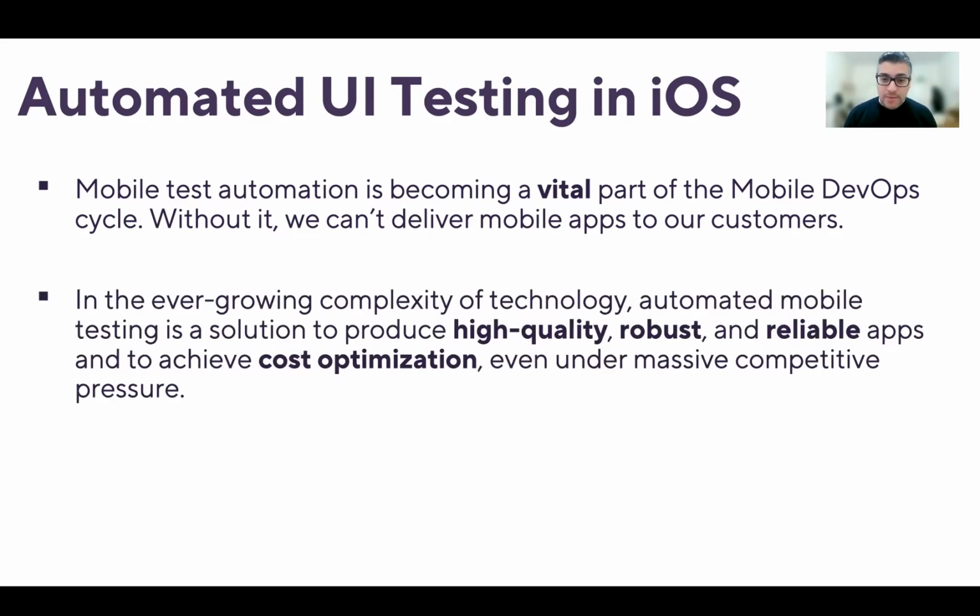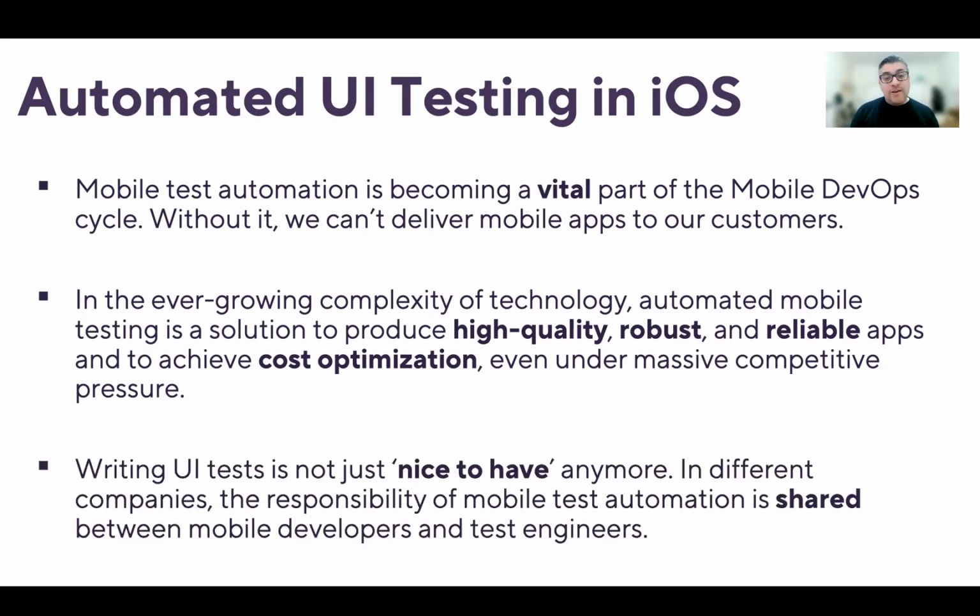In the ever-growing complexity of technology, automated testing is a solution as well to provide us with three things: high quality, robust, and reliable apps, and to achieve cost optimization as well. Because if we are calculating the return of investment from implementing test automation, and we find that we have a good investment in test automation, this will affect our applications as well. So we will deliver high quality, robust, reliable apps, and also we will optimize our cost, even under massive competitive pressure. Writing UI tests, as I mentioned, is not nice to have anymore.